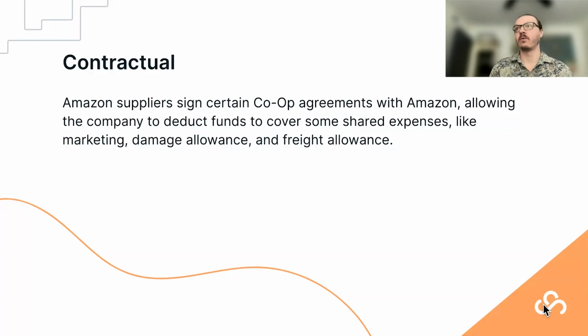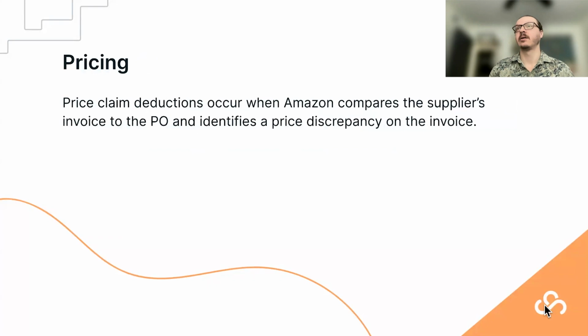On the other side of the coin are things like pricing claims. So pricing claims are pretty straightforward with Amazon. This is any discrepancy in between a purchase order and an invoice. There's a number of different reasons that this can happen at the end of the day, but these typically fall into the unbudgeted or unexpected expenses bucket.